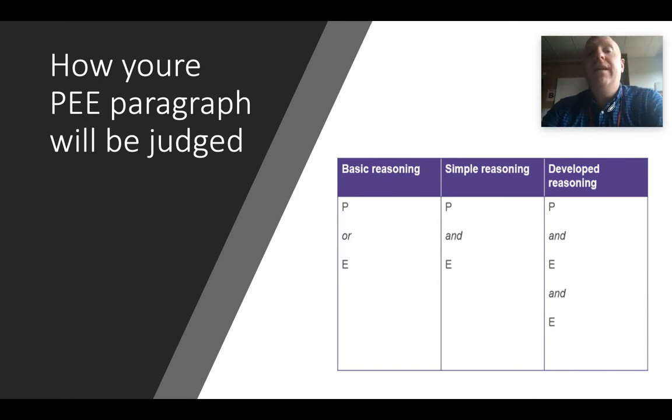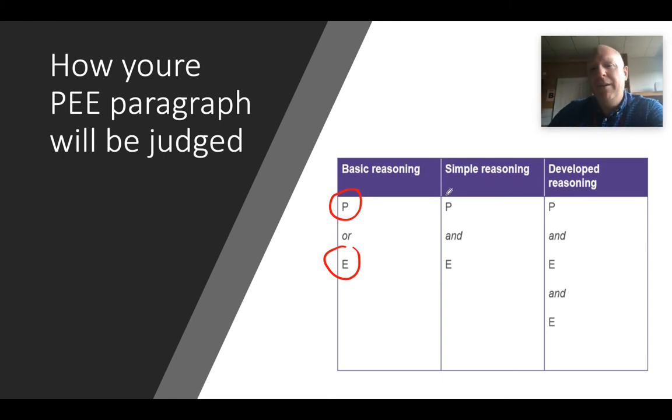So if you're getting 1, 2 marks, 3 perhaps down the lower end, you're making basic reasonings. You're making a point, that's the P there, or you're making just some evidence, okay? You're just giving some knowledge. You're not actually really linking it to the question. You're just saying that you understand something about what's said in the question.